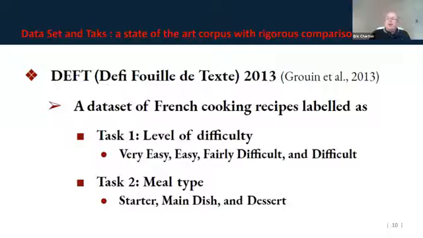We chose to use a data set of French cooking recipes. It was a very interesting evaluation campaign with 2 tasks. First, classifying the level of difficulty, and second, classifying the meal type. What is interesting in those 2 tasks is that first the classes are unbalanced, but also there are big variations between the verbatims to be classified, because this is a corpus that comes from collective tagging websites, and many people can have a very different opinion of what is a starter, what is a dessert, what is very easy, what is difficult. So it's a difficult task, and for this reason, it's interesting to test the technology on it.